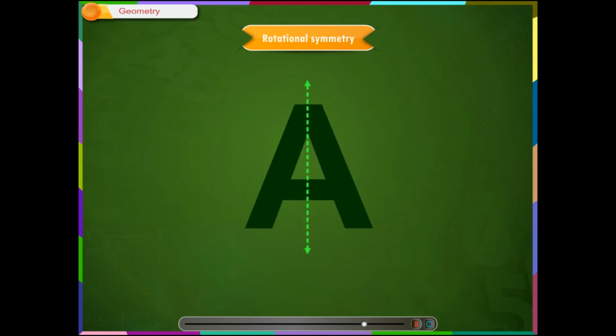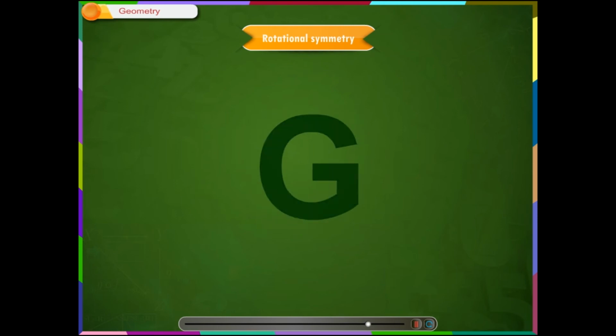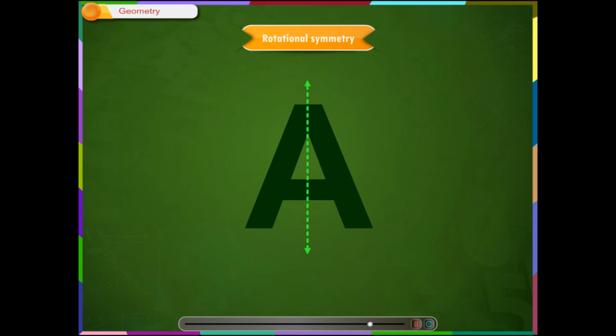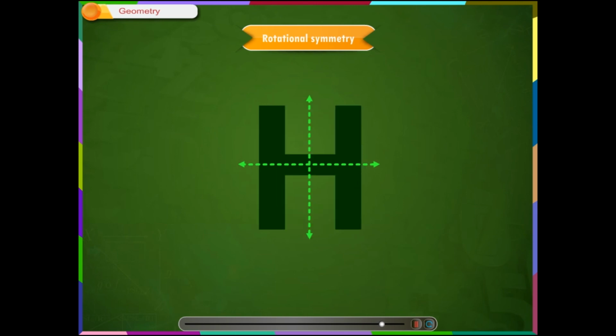Some English alphabets have interesting symmetrical structures. Observe the pictures shown on the screen. The alphabet A has only one vertical line of symmetry. Alphabet D has one horizontal line of symmetry. Alphabet H has both horizontal and vertical lines of symmetry.